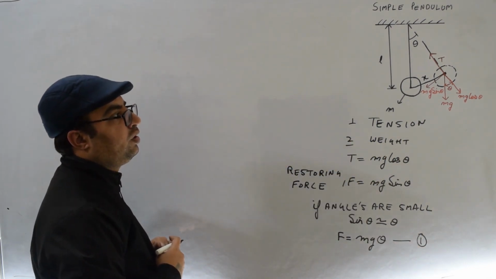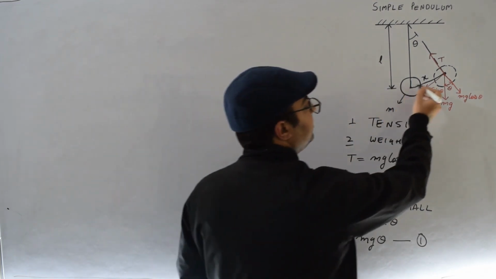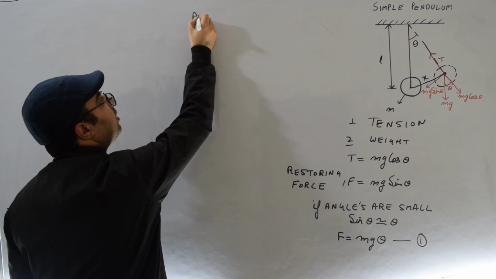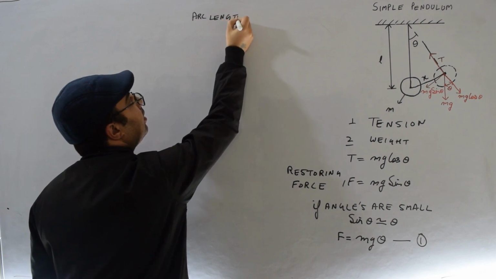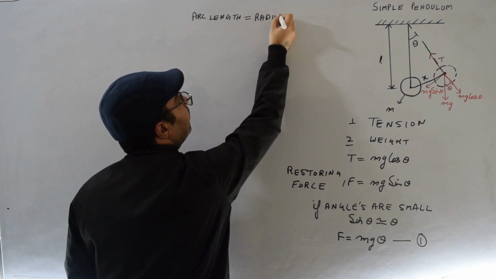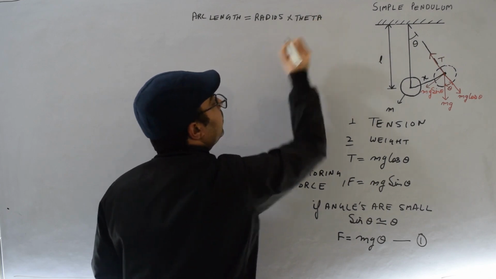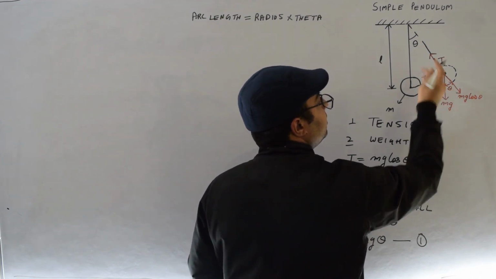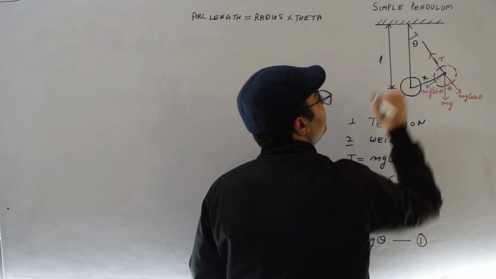Now from the geometry of the figure we can say that this x is an arc, so we will be using the simple formula arc length is equal to radius into theta. So if you will be observing in the figure, this is your arc having the arc length of x. This string length will become radius of this arc, that is radius, and this is theta.